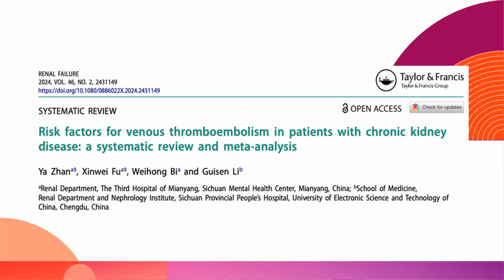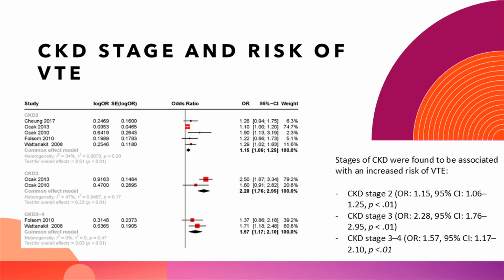So there was this meta-analysis done in China that included 14 studies with 1.6 million participants from the USA, Denmark, and the Netherlands. Inclusion criteria were patients greater than 18 years old with CKD or ESRD on hemodialysis or PD, and this excluded transplant patients. What they found was that as the CKD stage increased, the odds of a VTE occurring was higher. As you can see here, in stage 2 it was 1.5, and in stage 3, 2.28, and then CKD stage 4, not as high as CKD stage 3, but still higher than CKD stage 2.